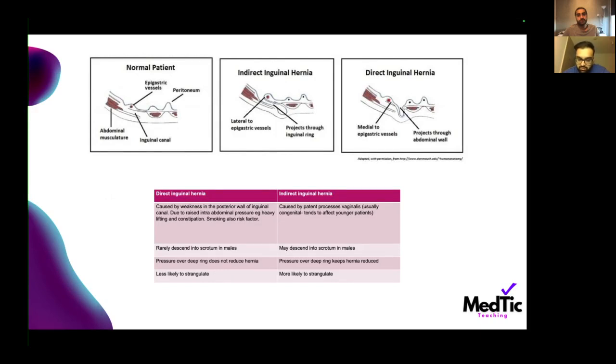Your indirect hernias are a bit more of an emergency as well, as they're more likely to strangulate compared to direct inguinal hernias. So I hope that makes sense. I hope you can a bit more confidently differentiate between an indirect and direct inguinal hernia. Of course, there's more, such as umbilical hernias, femoral hernias, more common in women. That's something to go away and look at.